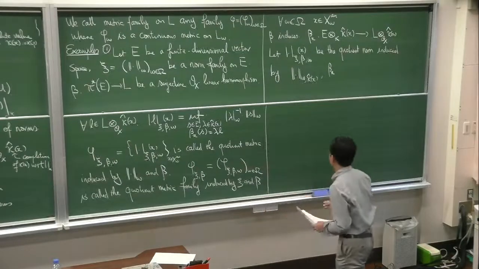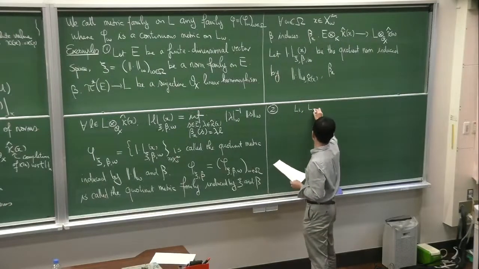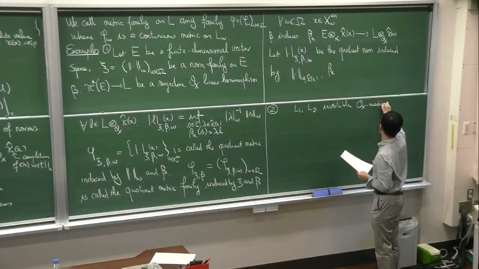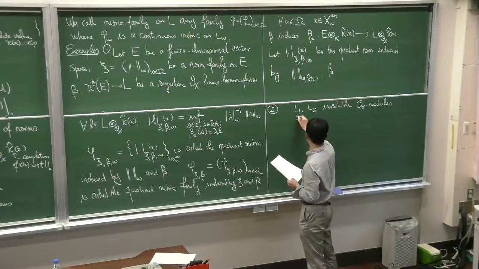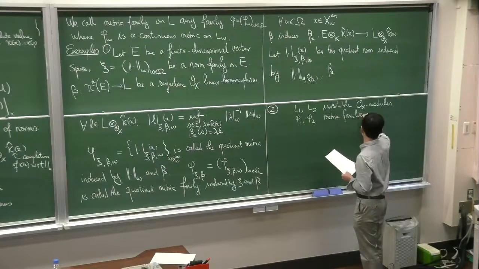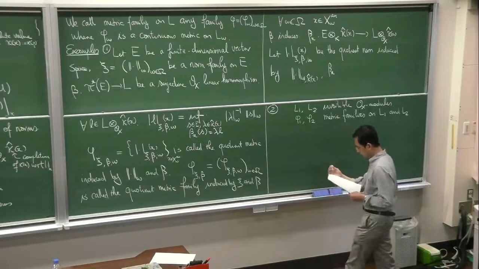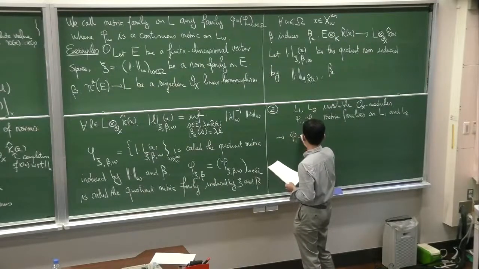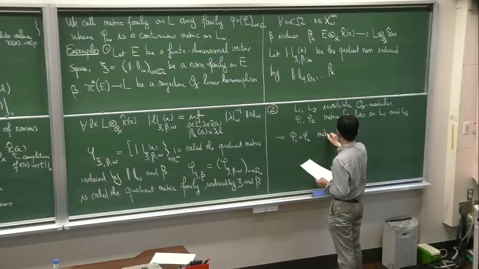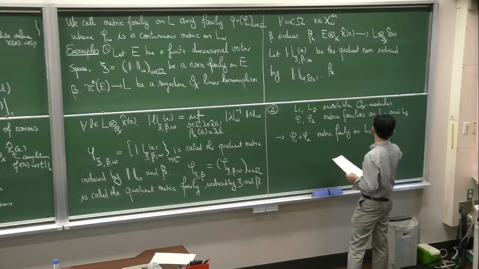So this is the first example, and also the fundamental example in the study of metrized line bundles. And there are some other natural constructions. For example, if you have L1 and L2, which are invertible OX modules, and phi 1 and phi 2 are metric families on L1 and L2, then you can define some tensor product. Here I just write it in the additive form. This is a metric family on the tensor product of L1 and L2.